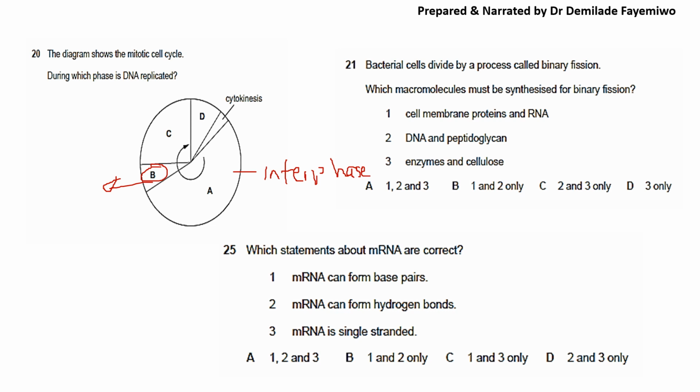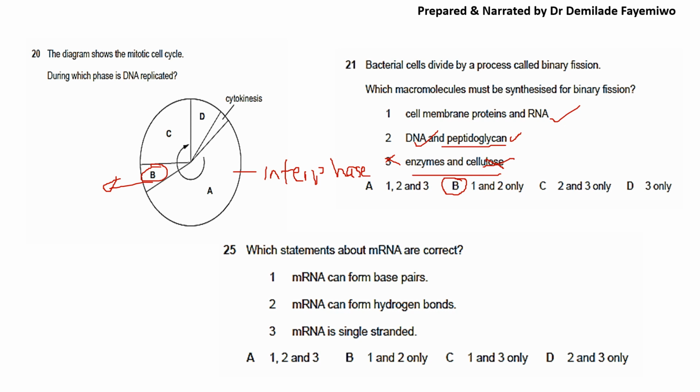Which macromolecules must be synthesized for binary fission to happen? In this case, you obviously need your cell membrane proteins and the RNA, otherwise the splitting would not yield a viable cell. You also need a cell wall, which is made of peptidoglycan, and the DNA so that it can be a living cell and replicate itself. You don't need enzymes, and bacteria certainly do not have cellulose, so you can't say 3 is an option. That leaves you with B as your answer.